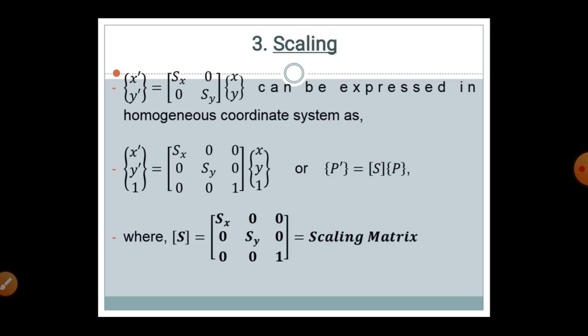Now come to the next slide, the scaling in the homogeneous coordinate system. The modified function x dash, y dash equals the matrix sx, 0, 0, sy multiplied by the initial x, y. It can be expressed in the homogeneous coordinate system as x dash, y dash, 1 equals the matrix sx, 0, 0, 0, sy, 0, 0, 0, 1 multiplied by the initial coordinates x, y, 1. That can be written as P dash equals S multiplied by the initial P, where the scaling matrix is sx, 0, 0, 0, sy, 0, 0, 0, 1. That is the scaling matrix.